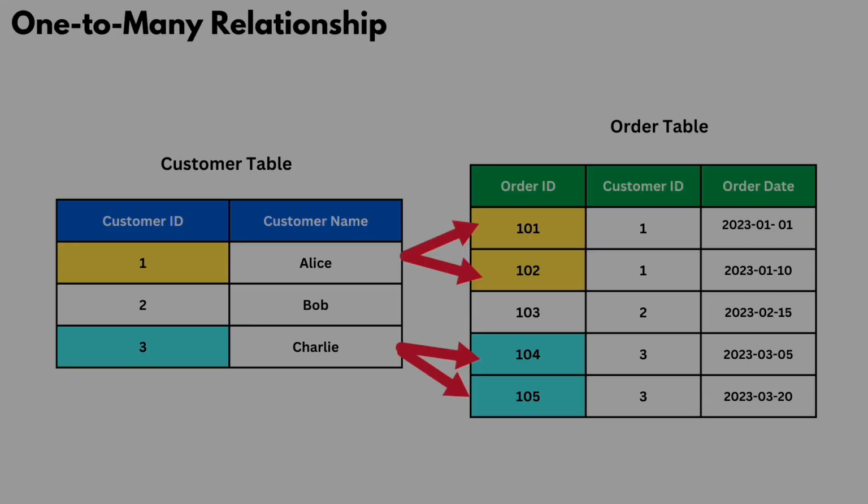And this is another way of showing it. We can see that, for example, the customer named Alice has different order IDs, order ID 101 and 102. So that's the same concept. The same thing applies for Charlie.